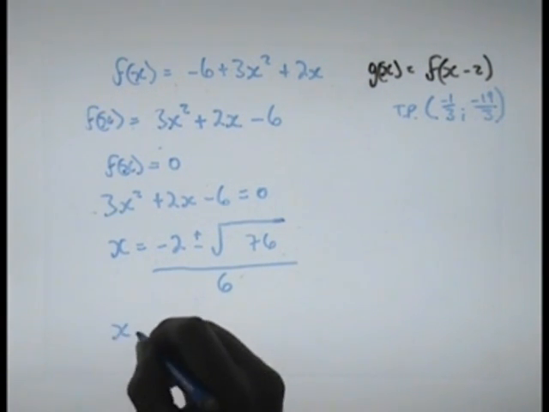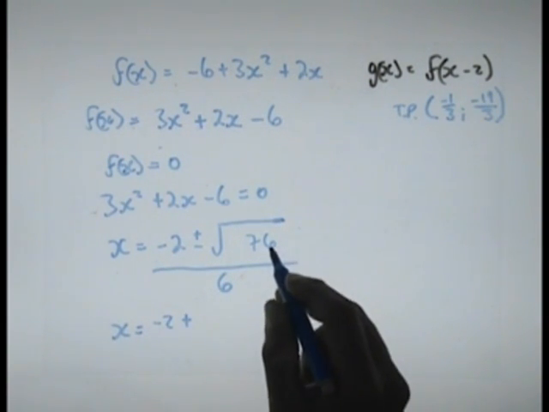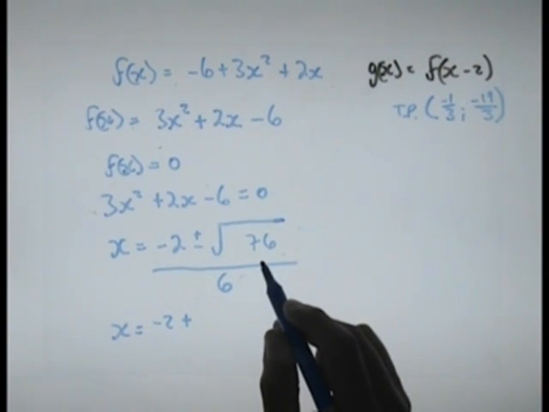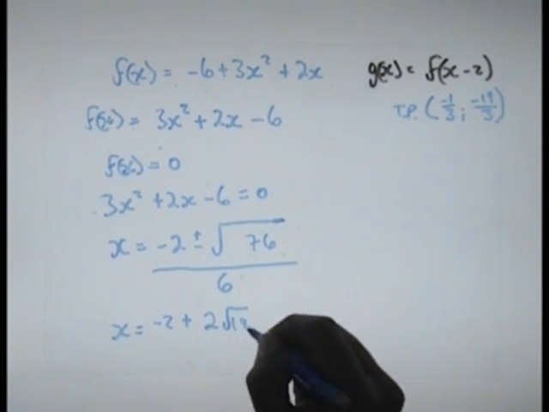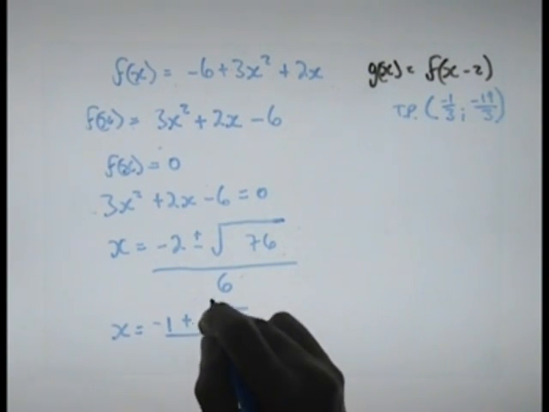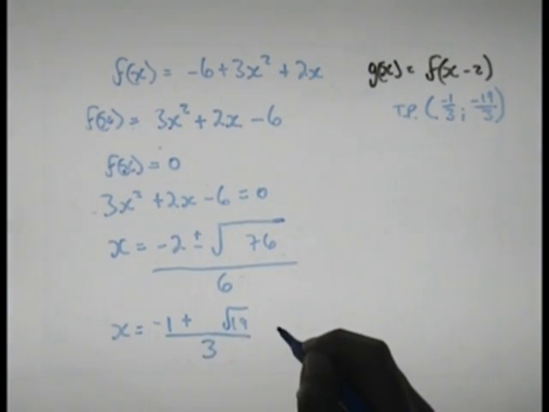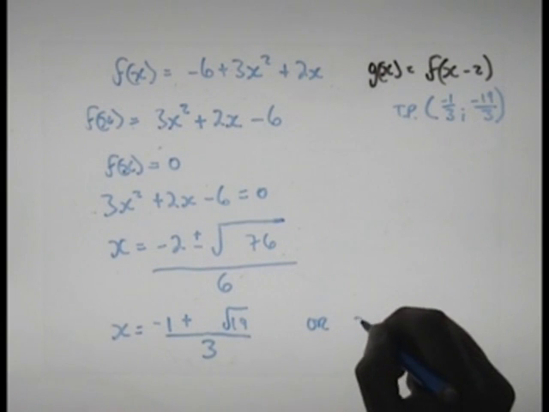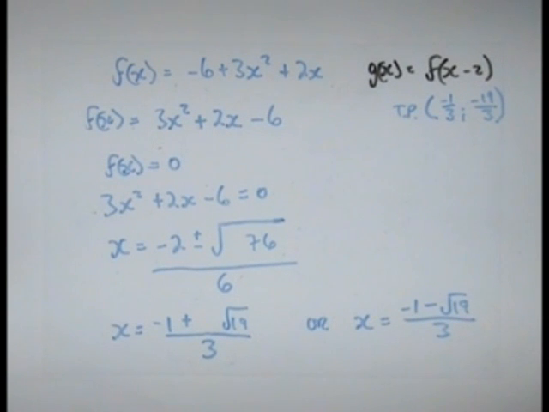Which means that x is either equal to negative 2 plus root 76. 4 goes into 76 19 times. So that will be plus 2 root 19 over 6, which we can simplify into being negative 1 plus root 19 over 3. Or x is equal to negative 1 minus root 19 over 3. The problem with this is, where do we sketch this on our axis?